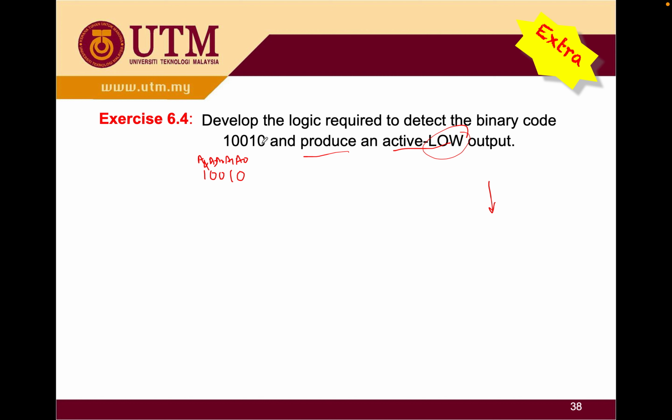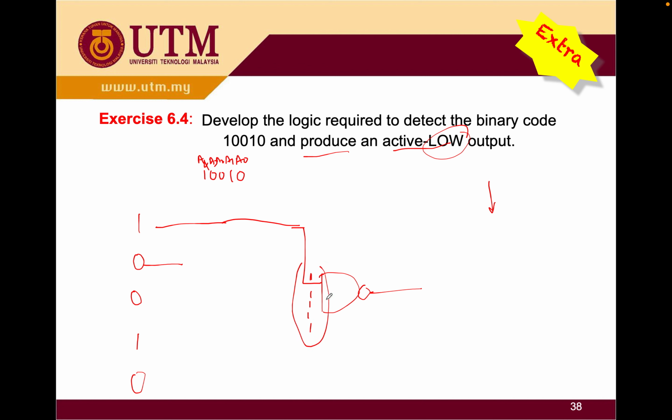Okay, I give you an example. Let's say you have 1 0 0 1 0, and we want the active low. So this is your input. What is between? If it is 1, you're going to have a buffer, which is a direct connection. Everything must be 1 for the input of your NAND.